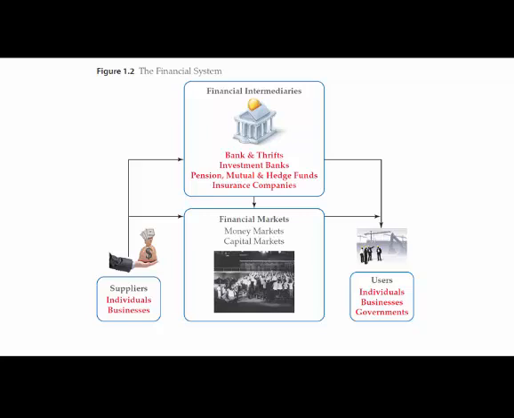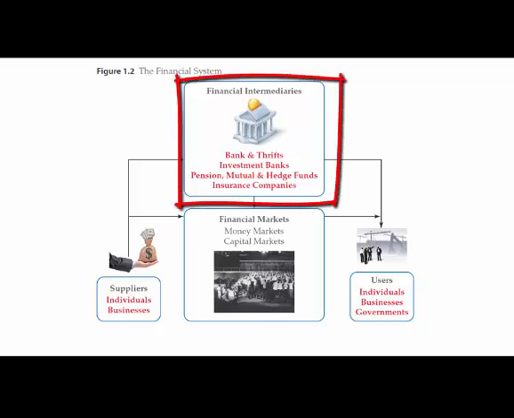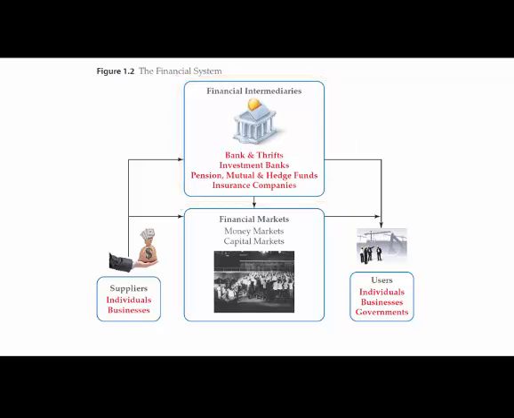This graphic depicts the financial system. On the left-hand side are suppliers of capital, individuals and businesses. And on the right-hand side are users of capital, like individuals to buy durables, businesses to invest in plant and equipment, and governments. Users meet suppliers in the financial markets, and we divide those up into money markets and capital markets. And they usually interact in the markets using financial intermediaries. And some examples of intermediaries are banks and thrifts, investment banks, pension, mutual, and hedge funds, and insurance companies.